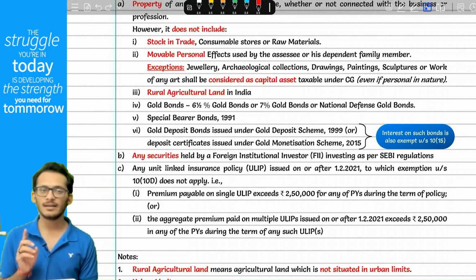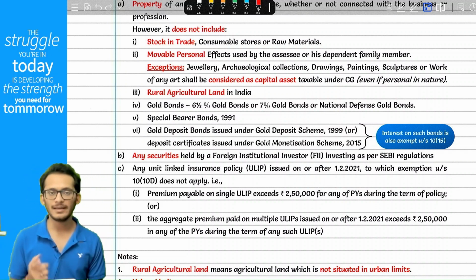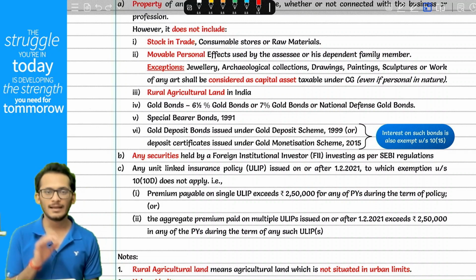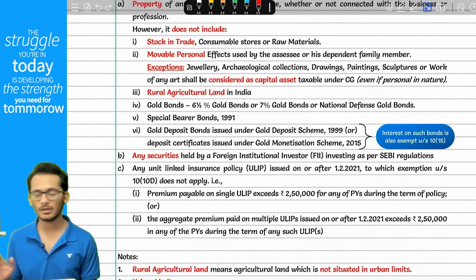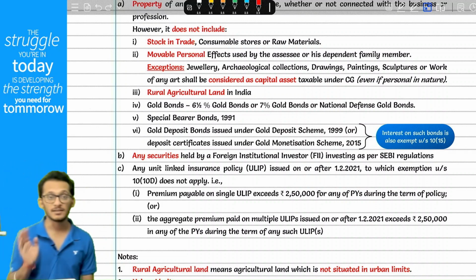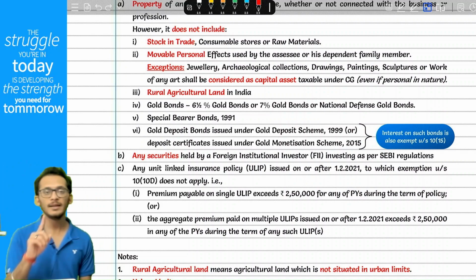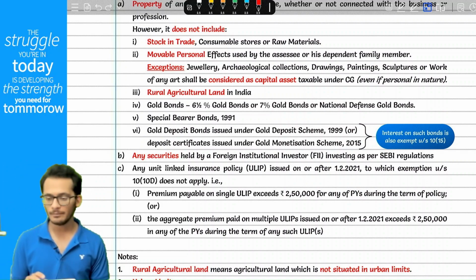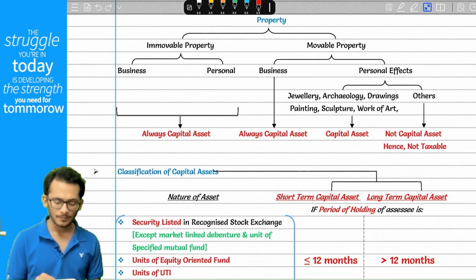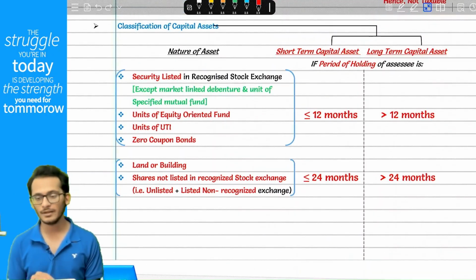Keep in mind that the assets which are not liable for capital gains are personal movable effects like cars, mobile phones. All these are not taxable if it is a personal asset. Only BA pass DJ is covered. Then you have something called classifying your capital assets.